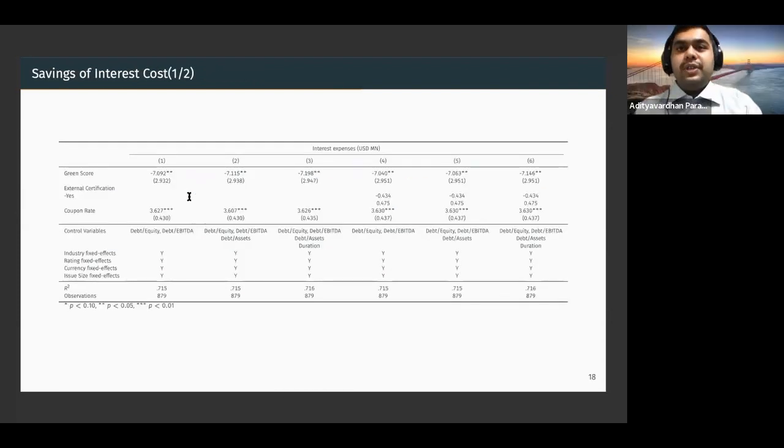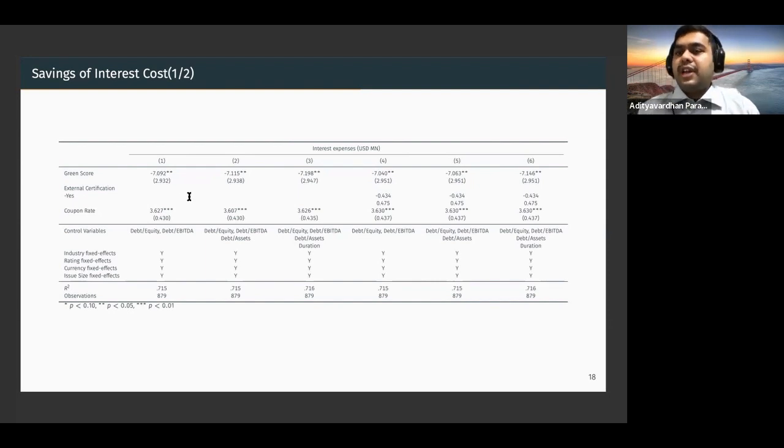So the next question we would like to answer is whether the lower annualized yield at issue is caused by interest expense or by issuing bonds at a higher premium. We take the basic formula for yield at issue, which has two components. The yield could be lower either because the green bonds are issued at a lower coupon rate, or because they are issued at higher prices in the primary market.